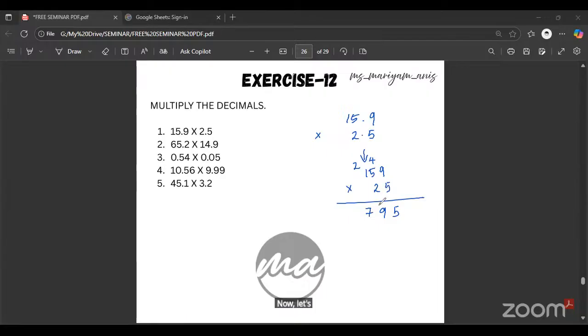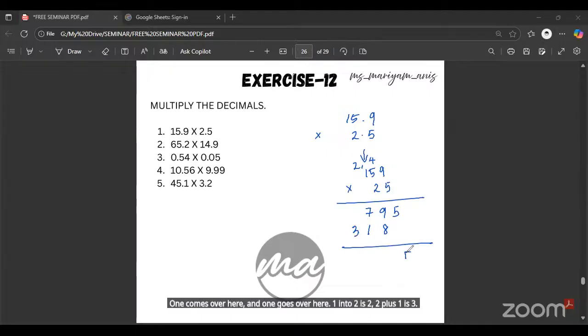Now let's multiply with 2. 9 into 2 is 18. 1 comes over here. 5 into 2 is 10. 10 plus 1 is 11. 1 comes over here and 1 goes over here. 1 into 2 is 2. 2 plus 1 is 3. So your answer will be 3,975.